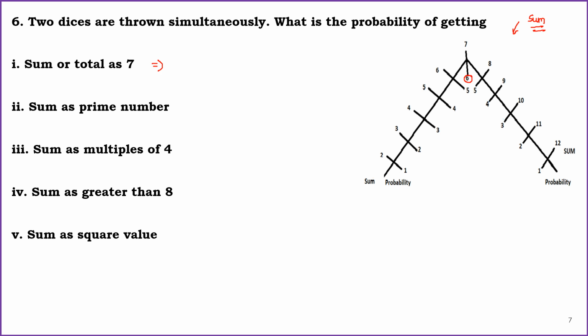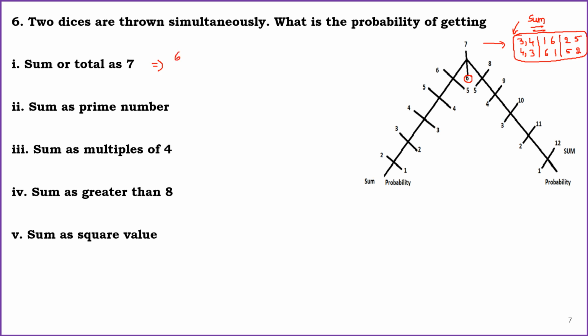So 6 possible cases. For 7, as I told you before, we'll get either 3 on the first die, 4 on the second die, or 4 on the second die, 3 on the first die, or 1 on the first die, 6 on the second die, 6 on the first die, 1 on the second die, or 2 on the first die, 5 on the second die, 5 on the first die, 2 on the second die. Total there are 6 possible cases.